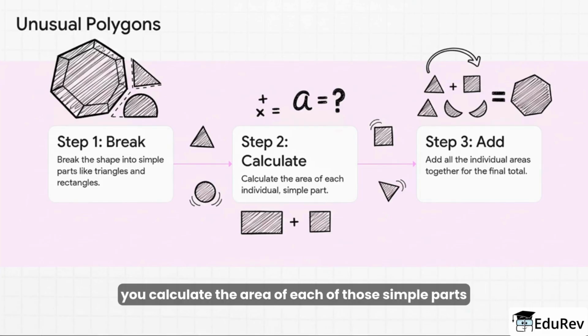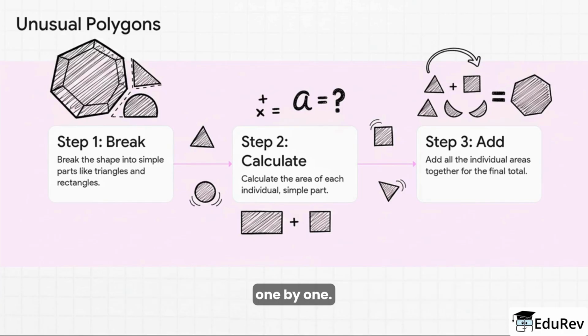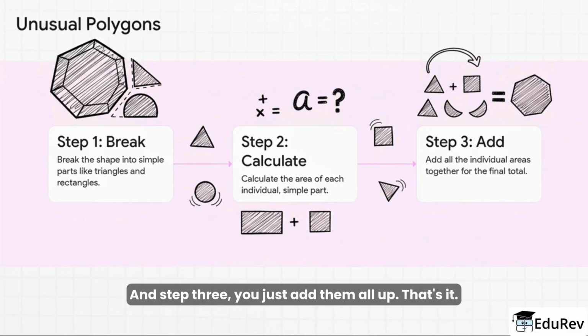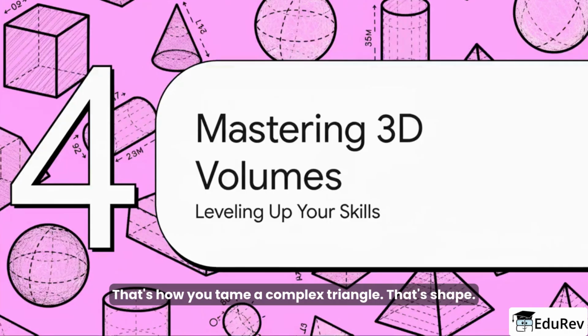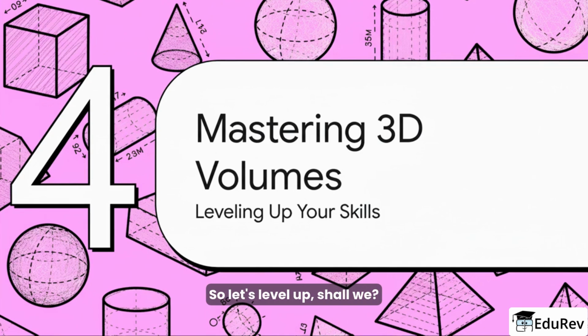Step 2, you calculate the area of each of those simple parts one by one. And step 3, you just add them all up. That's it. That's how you tame a complex shape. Fantastic. You're now comfortable with 2D shapes. So let's level up, shall we?